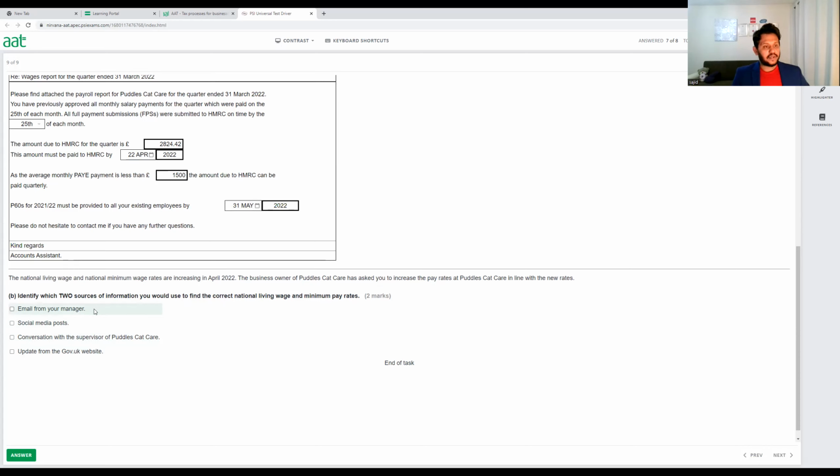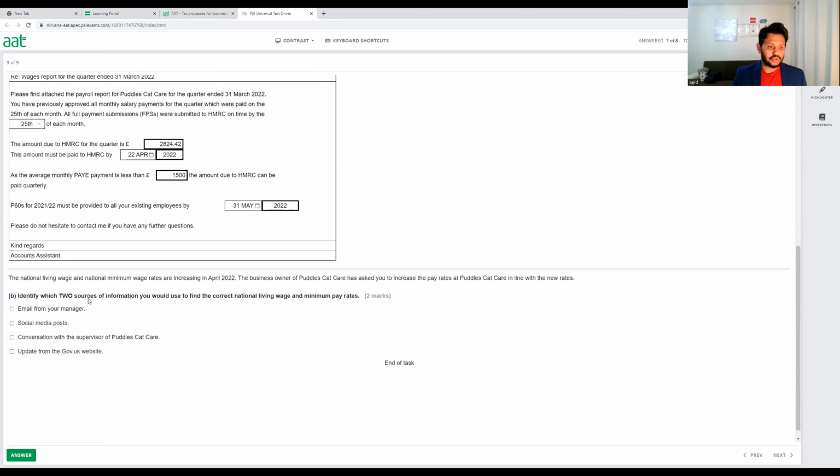All right, the next one we have here: the national living wage and the national minimum wage increase in April. Every year, normally it is increased in April. The business owner of PCAT Care asks you to increase the pay rate at PCAT Care in line with the new rate. For this one, you really don't have to ask your director. If the government changes any rate, we have to change the rate on the payroll anyway.